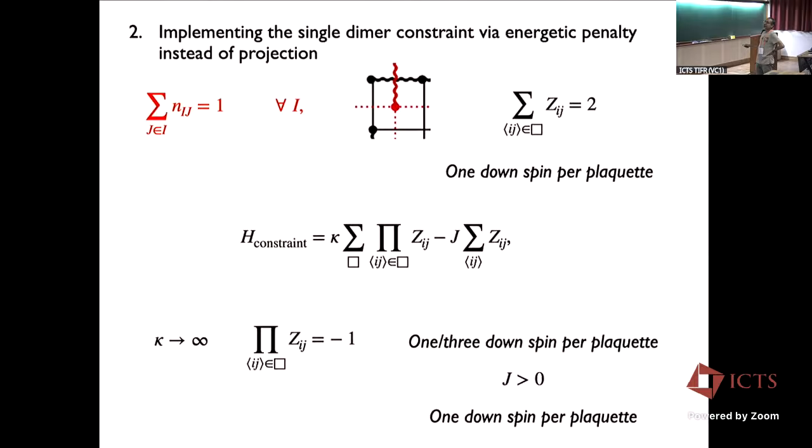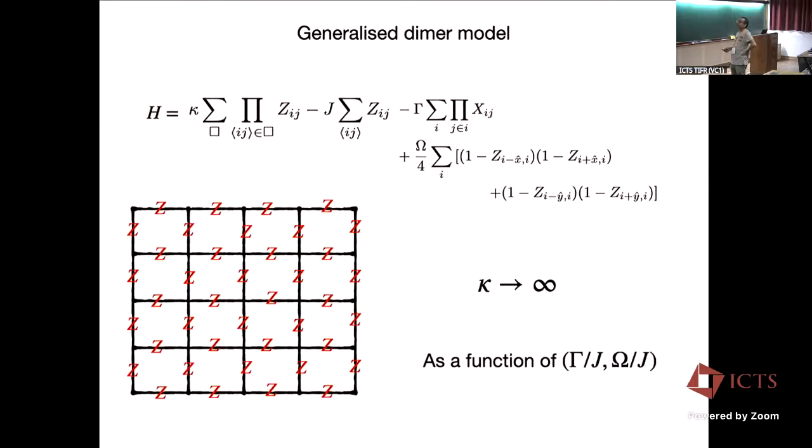And once we have this energetic term added to the dimer model, it essentially is a faithful representation of the dimer model in the limit of kappa and J going to infinity. But the advantage is that now that I have implemented the constraint via energetics, my Hilbert space has a tensor product structure, and this is one where one can do lots of numerical calculations more carefully and analytically track down various things.